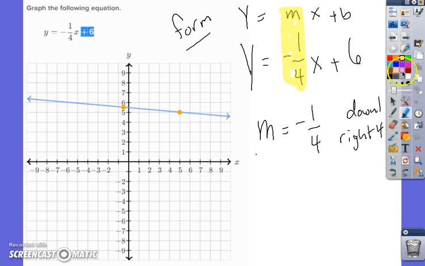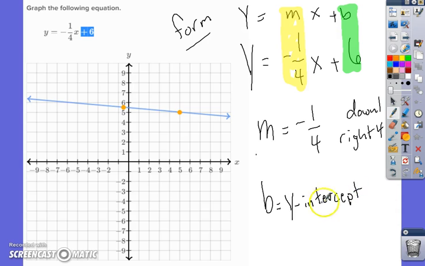And then the other parameter is b. And b is the number that's over here by itself. We're really familiar with the slope. b is called the y-intercept. And it's just right in the equation. It tells me where the line starts. In other words, where does it run into the y-axis?